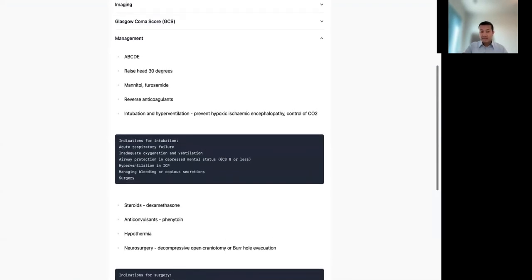What are the indications for surgery? Collection more than 30 cc, focal neurological sign.